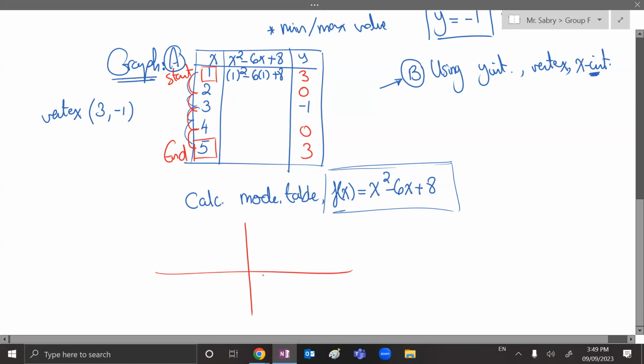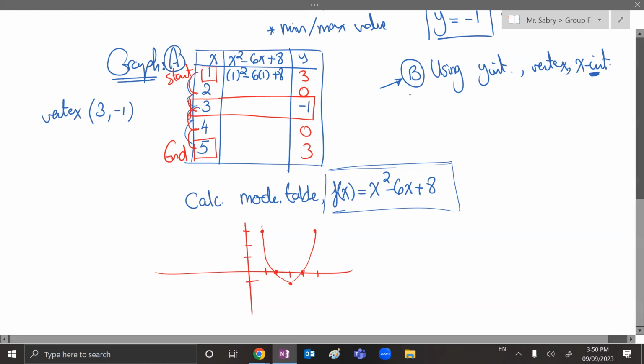Look at my screen now. I'll start with the vertex. The vertex is right here, the 3 and the negative 1. So I'll go for 3 on the x, negative 1 on the y. Here's the first point, that's the vertex. I'll then move to 1 and 3, 1 on the x, 3 on the y. 2 and 0, 2 on the x, 0 on the y. 4 and 0 is right there. 5 and 3 is right there. And you have your parabola right there. Does that make sense? Yes.